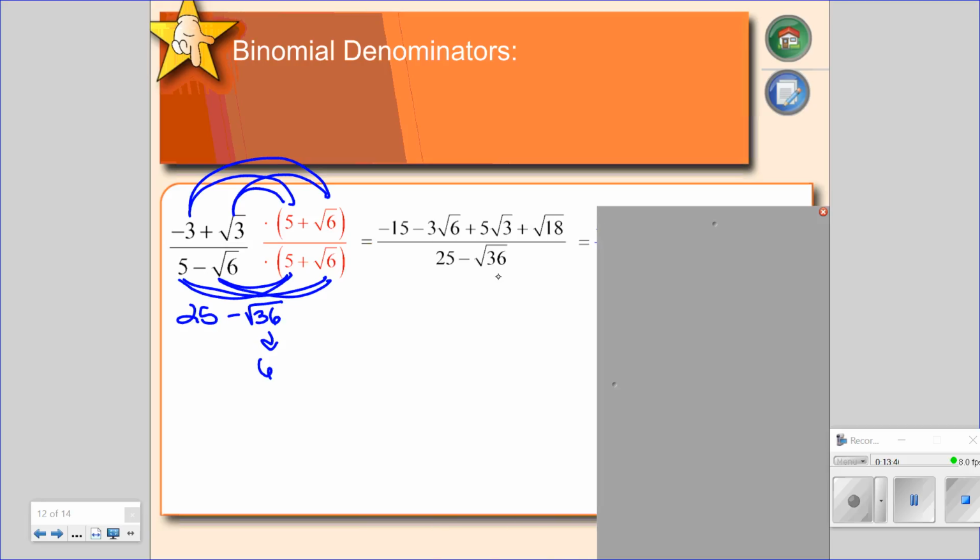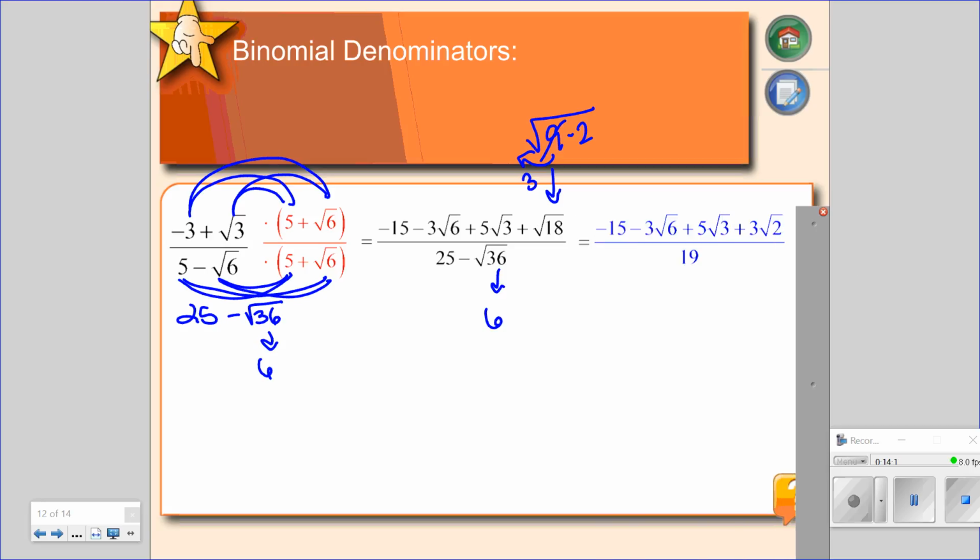So stretch out your top to get negative 15 minus 3 root 6 plus 5 root 3 plus the square root of 18. At this point, you're going to simplify any radicands that you can. So this square root of 18 will break into 9 times 2, meaning this comes out as a 3. So that portion will be 3 root 2. And 25 minus 6 in the denominator is 19.